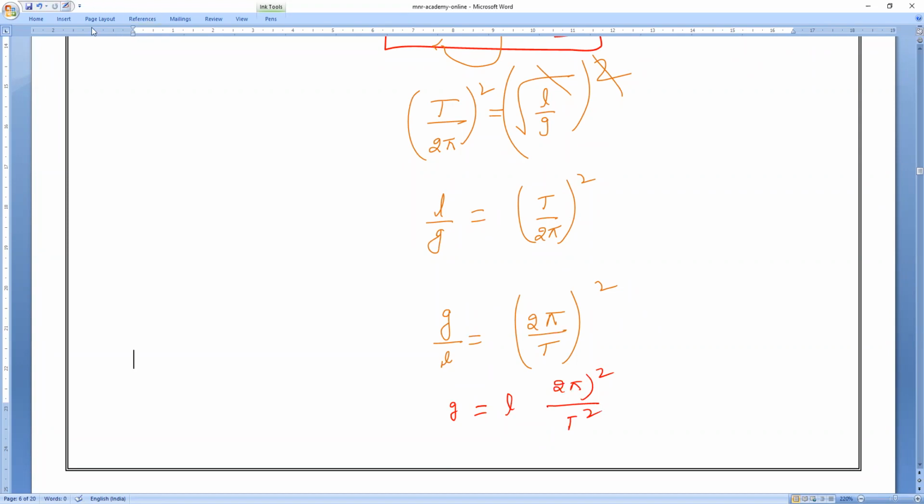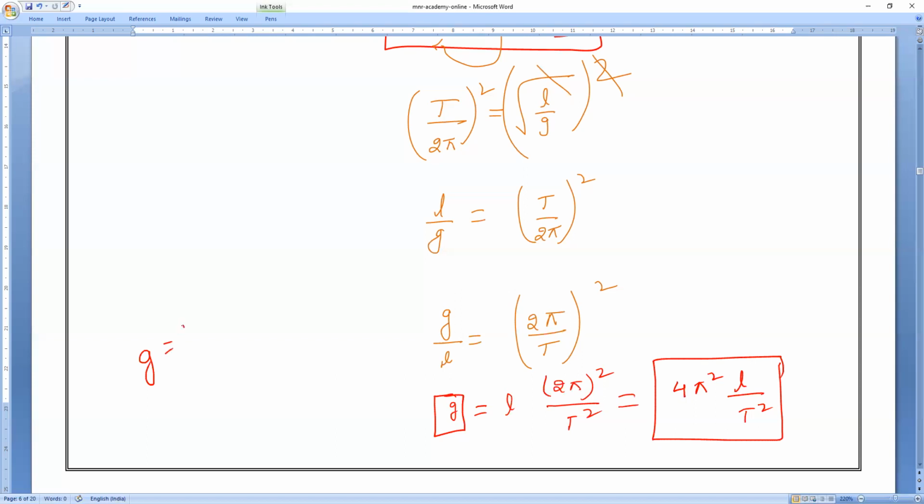So (2π) whole square, can you tell me what is the answer? (2π)² means 4π², and L is L divided by T². So this is the formula for g. So g is equal to, keep it in mind, 4π² into L divided by T².